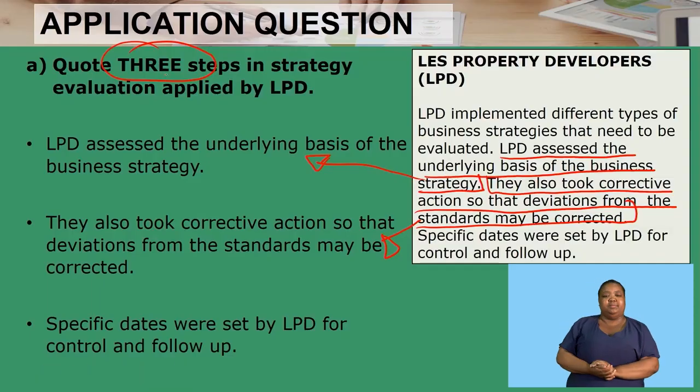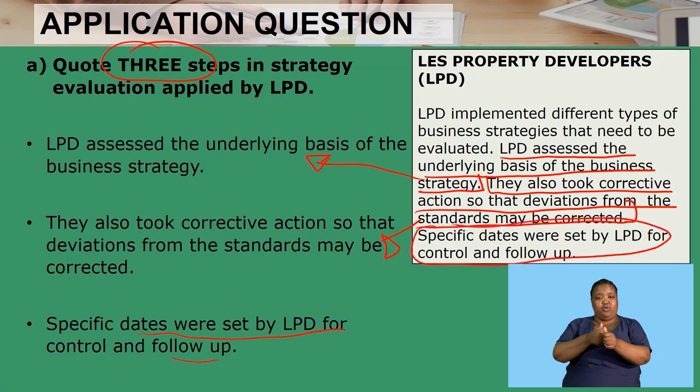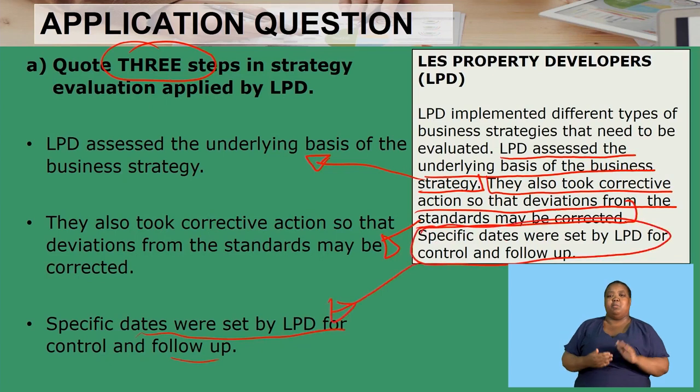Right, don't forget, they asked for 3 steps. Specific dates were set by LPD for control and follow-up. Here it is, specific dates, as is. So this is what they've done. These are the steps in the strategy evaluation applied by LPD. So remember, with evaluating a strategy, we do it after the strategy. We want to see if the strategy that we came up with has solved the challenge that we have as a business.